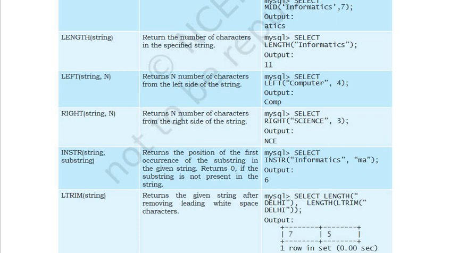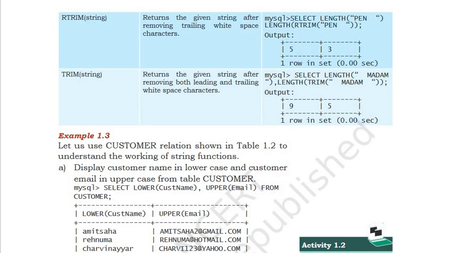Now check LTRIM. And why did we use length? Because the length of Delhi with some spaces is 7. If I give LTRIM, it removes the leading white spaces. You get 5. So in the query itself, you give some spaces and check whether the spaces are removed or not. RTRIM removes trailing white space characters, that is on the right side. And TRIM returns the string after removing both leading and trailing white space characters.